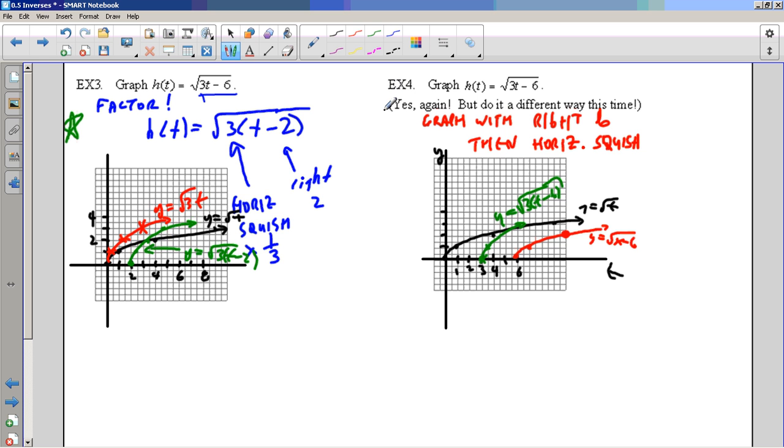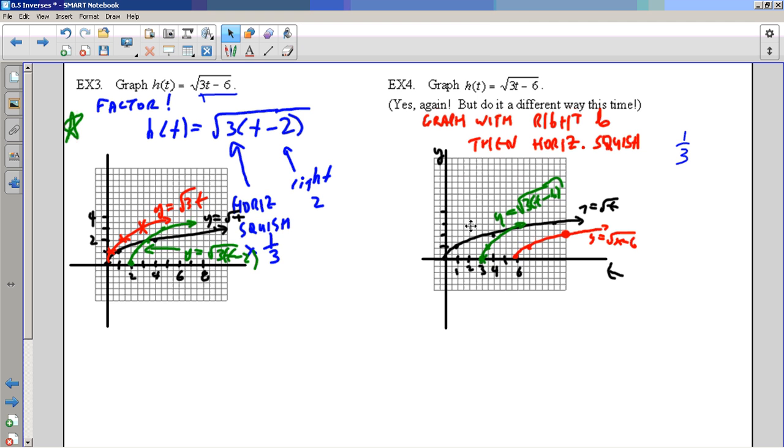And then in example 4, they want you to do the exact same thing, but in a different way. Well, what would be the different way? Well, that would be not factoring. That would be doing it in the opposite order that we think. So in the opposite order that we think, we'd move this graph right 6. So this is the black graph moved right 6, and then horizontally squished by a factor of 1/3. And so here, 1/3, that should actually be back at 2.